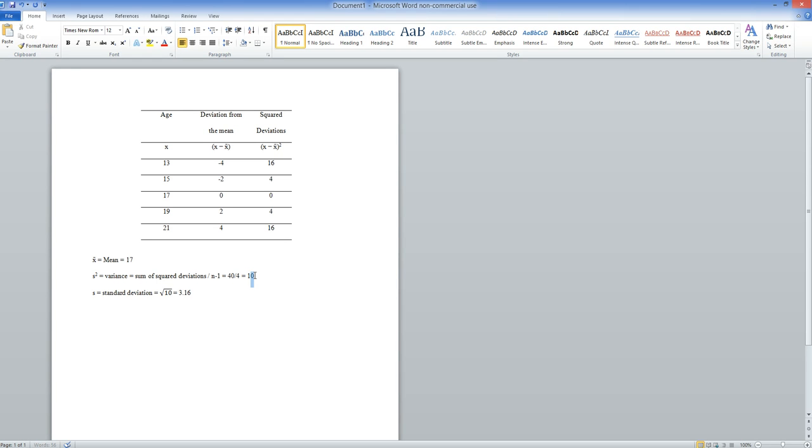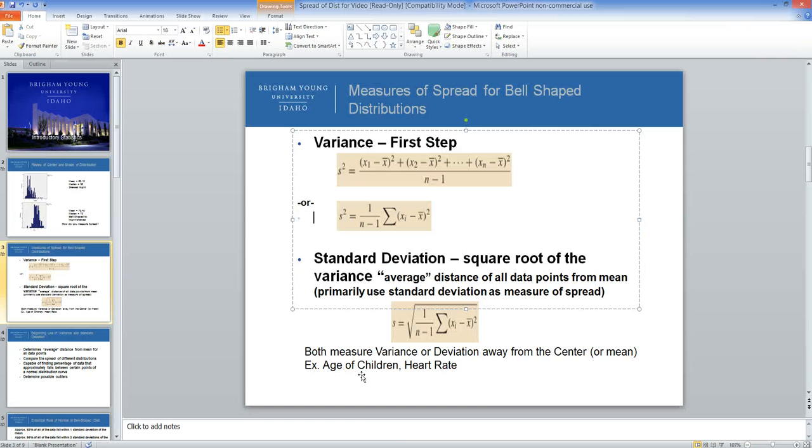And now we take the square root of 10 to get the standard deviation. And if we use that on a calculator, we would get a standard deviation of 3.16. So that's how we calculate the standard deviation by hand, okay?